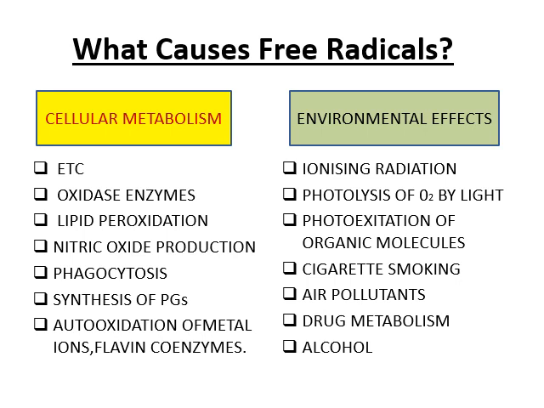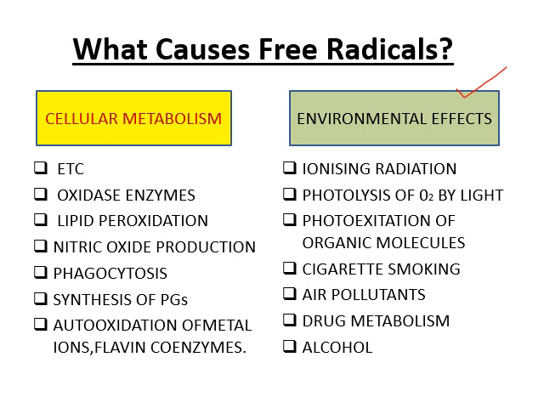Now next, what causes free radicals? What are the sources of free radical synthesis in the human body? The first one, cellular metabolism, explains the endogenous sources of synthesis of free radicals in the human body. The second category, under the green box, is environmental factors, also known as exogenous factors, which are responsible for the production of free radicals in the human body. Under the endogenous or cellular metabolism, the causes are the electron transport chain, certain oxidase enzymes, lipid peroxidation, nitric oxide production, phagocytosis, synthesis of prostaglandin, auto-oxidation of metal ions, flavin coenzymes, etc.